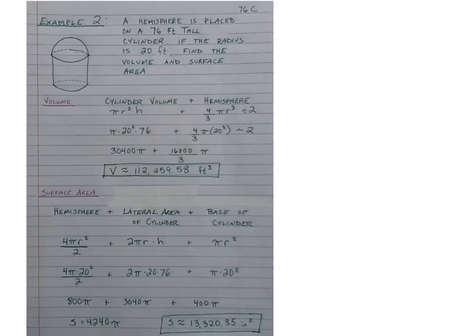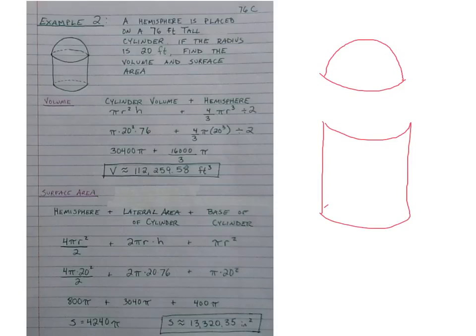For a surface area, what we want is to get the surface area of the hemisphere, and then we're going to add to that the lateral area of the cylinder, and then we're going to add to that the base of the cylinder. So those three pieces make up the outside surface area of the object.